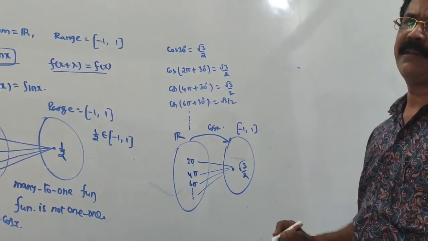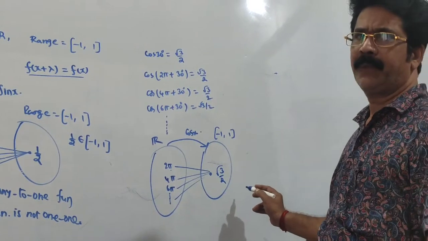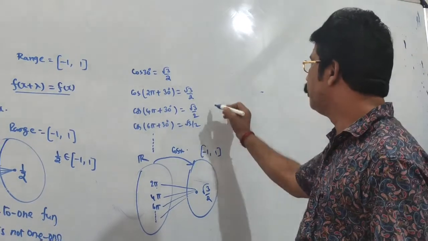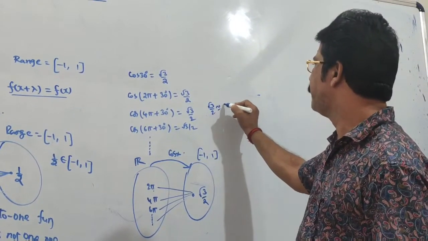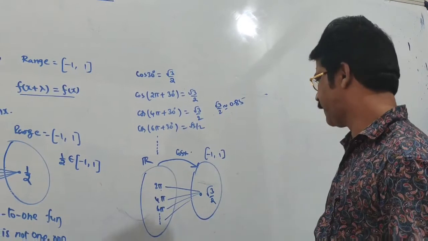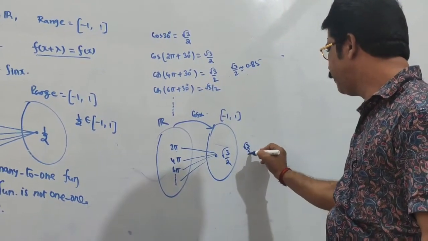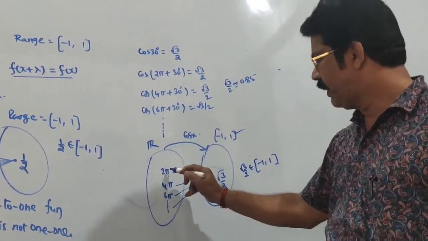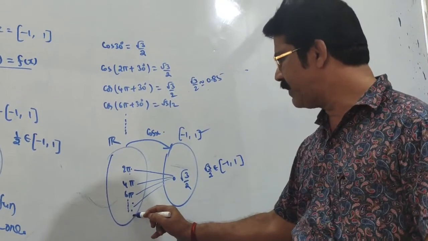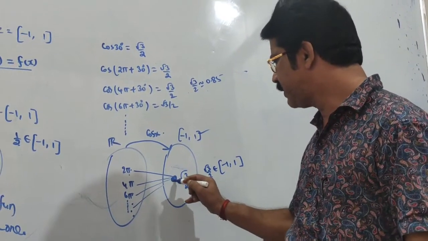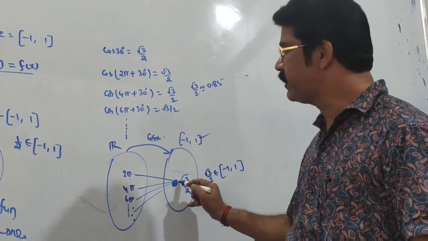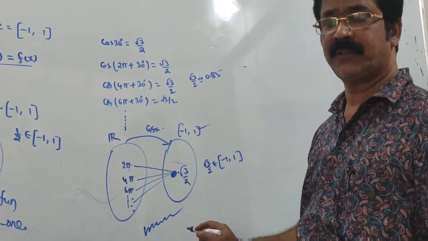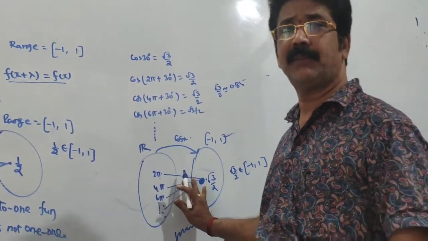Of course, root 3 is 1.73, so root 3 by 2 means 0.85 something. So root 3 by 2 is approximately equal to 0.85. Root 3 by 2 also belongs to this range, -1 comma 1. Therefore, many elements are mapped with only one value. It is called a many to one function. Thus, it is not a one-one function.